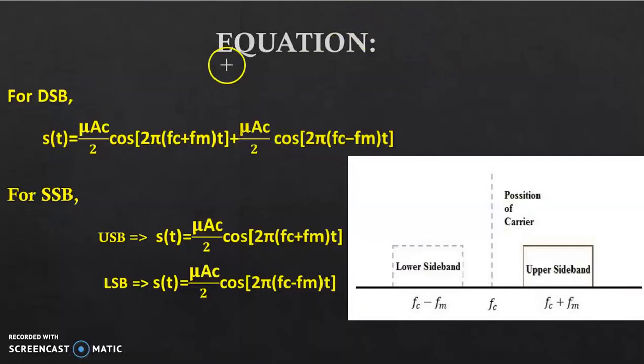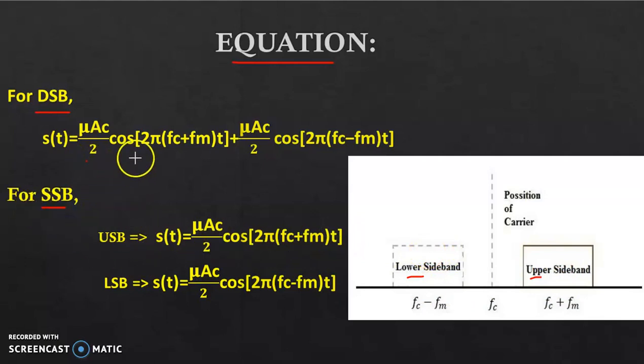Next, moving on to the equation. For DSB, the process of suppressing the carrier and transmitting the two sideband signals is called double sideband suppressed carrier. Likewise, the process of suppressing any one of the sidebands, either the upper sideband or the lower sideband, along with the carrier, and transmitting a single sideband is called single sideband suppressed carrier.